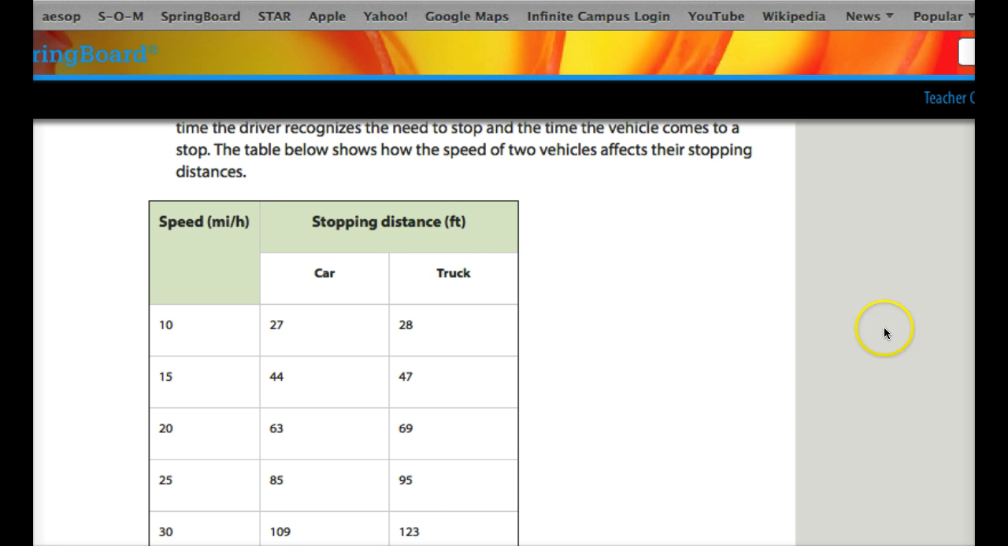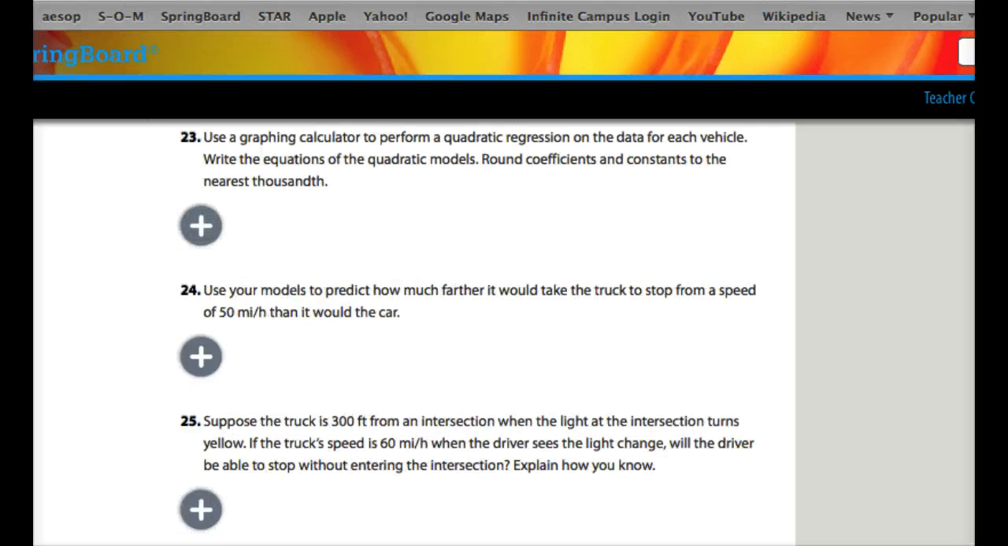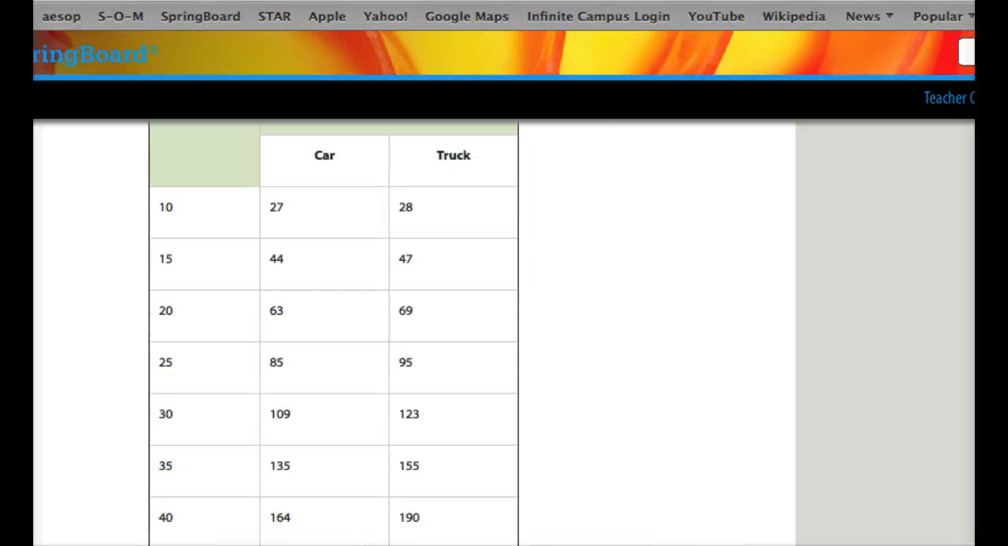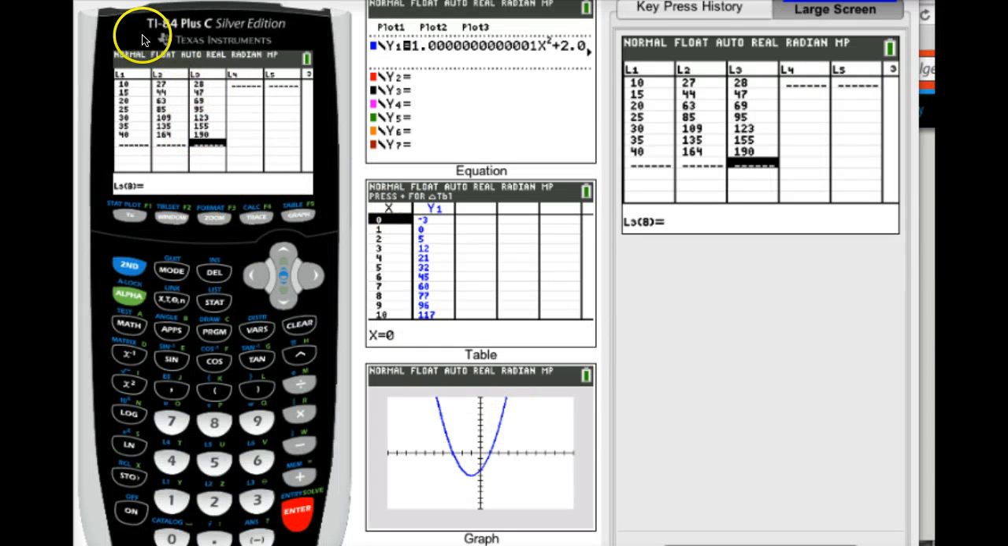So if you haven't already entered that data and you needed help with these particular questions, 23 through 25, then you need to take a minute here, pause the recording, and enter this data because you need this on your graphing calculator. So here's what your list should look like after you've entered all of that data.